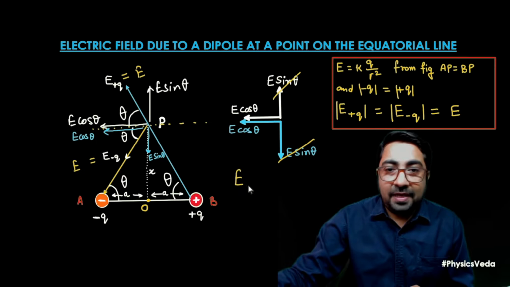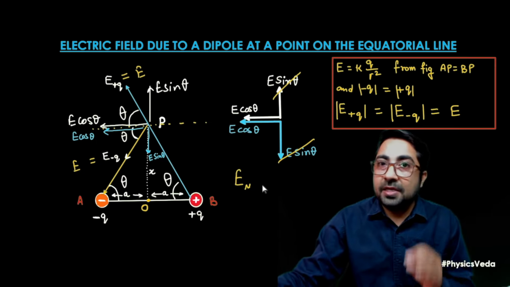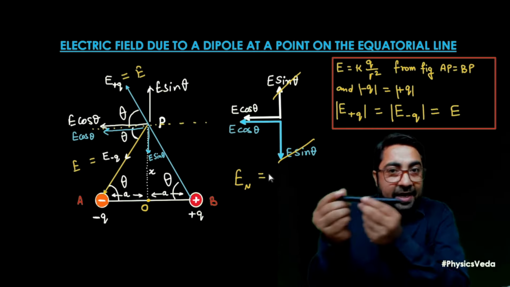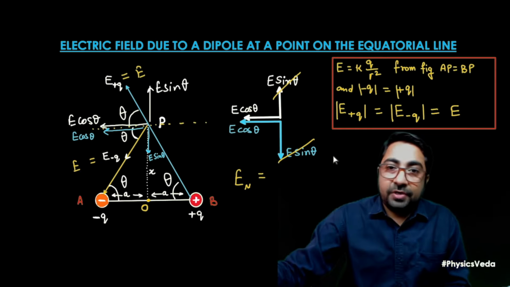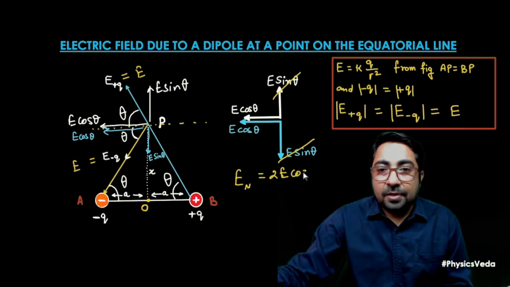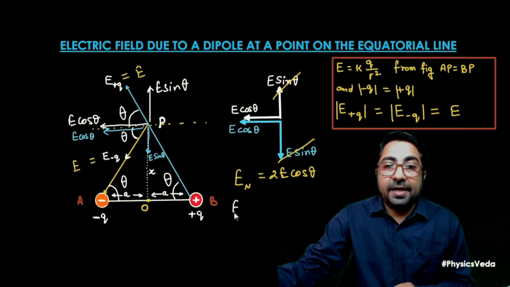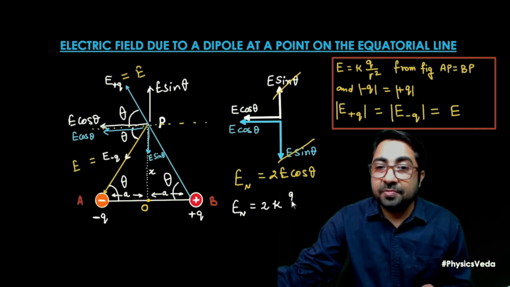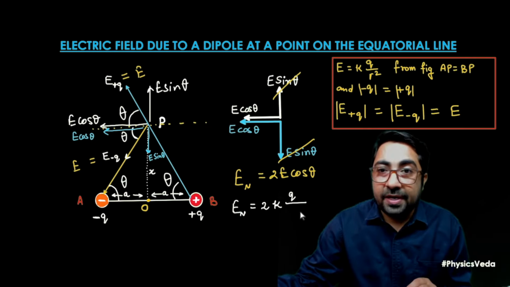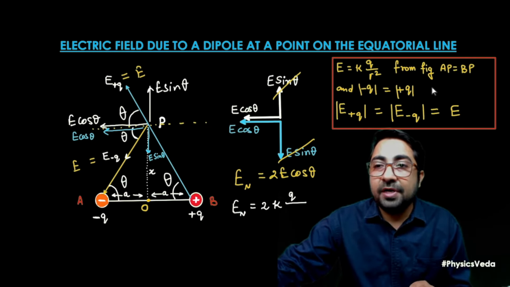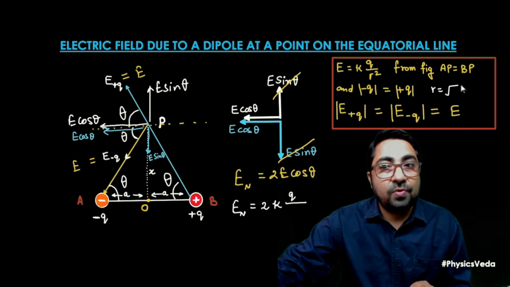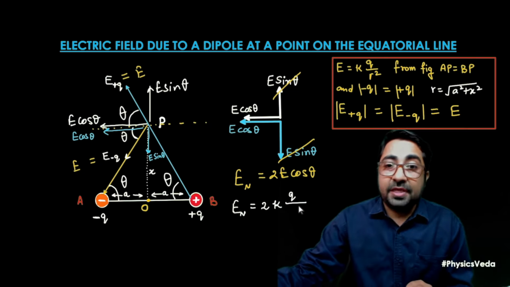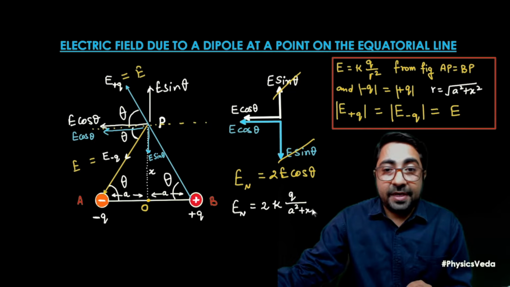So the net electric field at the equatorial point is E cos theta due to the positive charge plus E cos theta due to the negative charge, so it is 2E cos theta. The total electric field, E net, is equal to 2 into the constant K, the charge magnitude Q, upon distance squared. And we have already written that the distance is equal to the square root of a square plus x square.